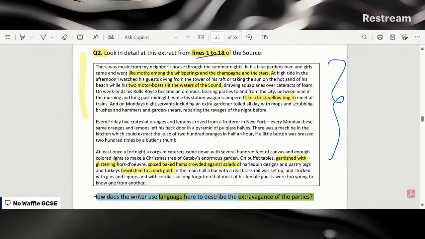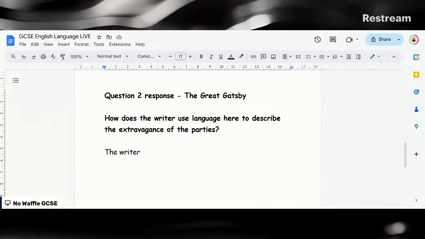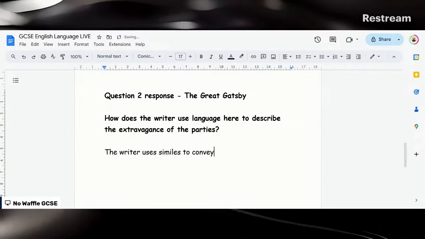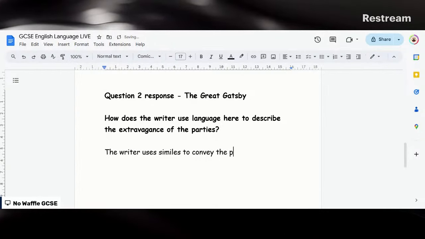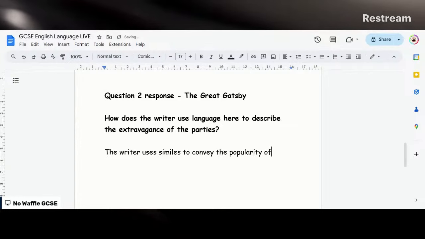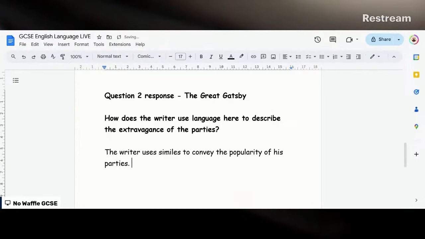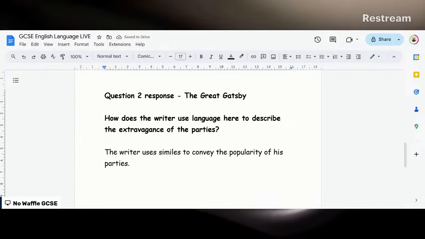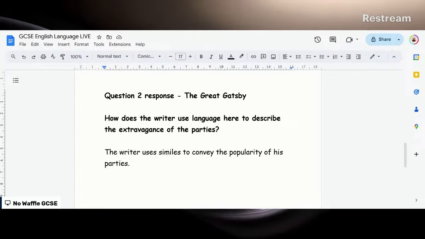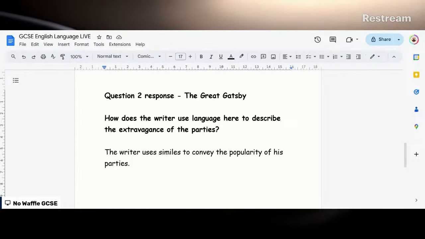So we're going to speak about that quote now. So the writer uses similes to convey the popularity of his parties. Nice, simple opening statement. It's not too literature-like. You're literally saying, here's what language they're using, and here's the direct effect of it. Okay, obviously we have to go more in depth now.